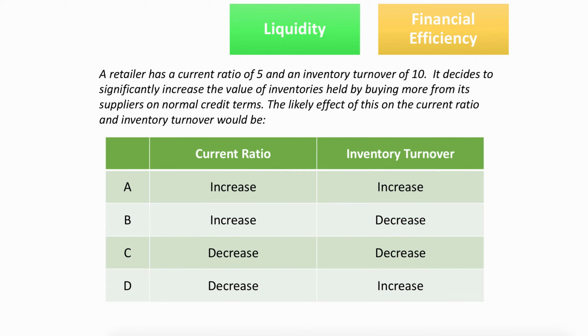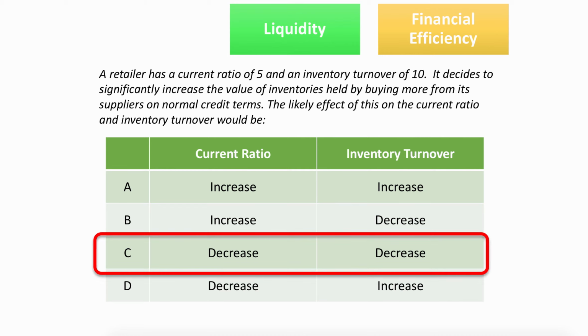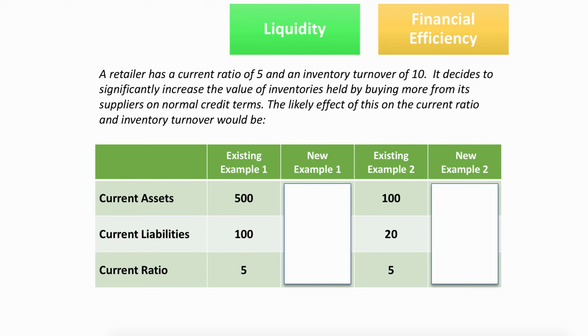Let's take a look. Well, the answer is C. It will decrease both the current ratio and inventory turnover. Now, why is that? Well, let's take a look at an example here. We're told that the business is going to hold higher inventory. Well, that kind of makes it easy on the inventory turnover bit, doesn't it? It means the inventory turnover should fall because on average we're going to be holding more inventories in the business.